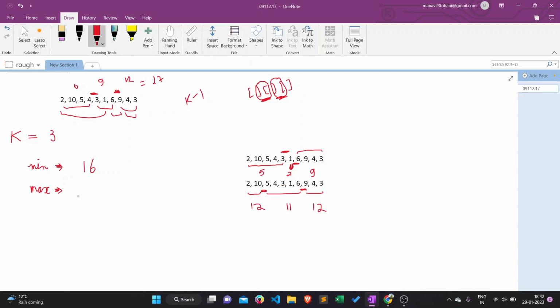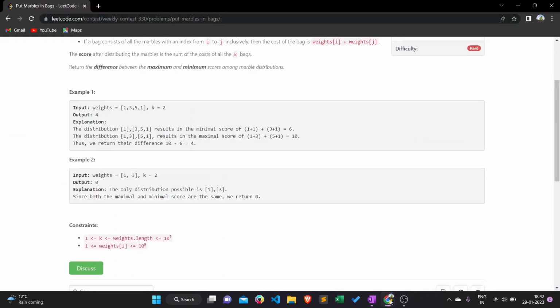That is 35. Okay, so now we have to return the difference of these. So we have to basically get the k minus 1 minimum and k minus 1 maximum. For the maximum score we have to get the k minus 1 maximum, like two adjacent maximum sums. Here we got 15 and 15, and for the minimum we have to get the k minus 1 minimum adjacent pairs. Now I'll show you the code, you will understand it better.